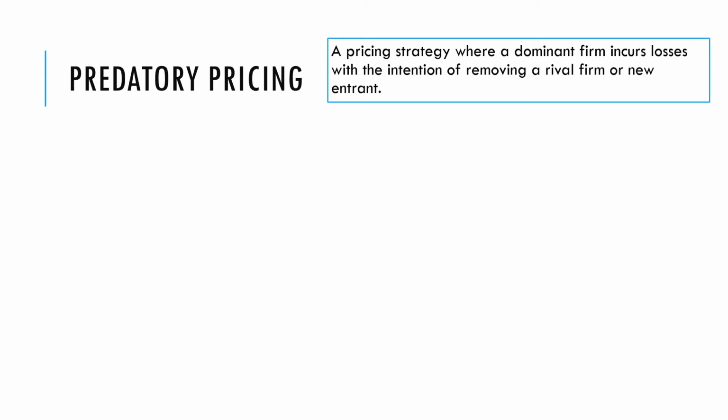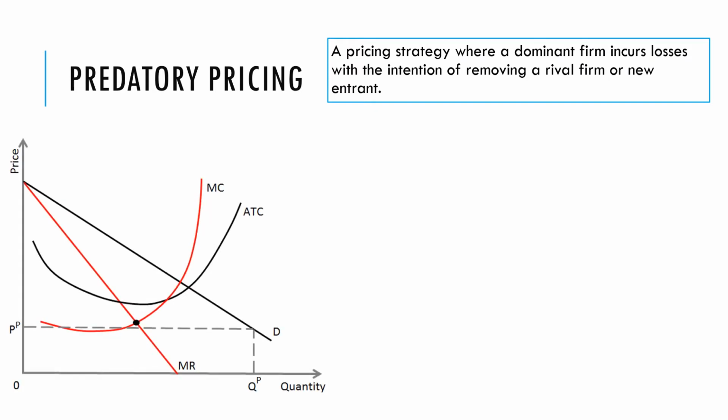Related to this is the idea of predatory pricing. It's really a more extreme version of limit pricing. This is where a dominant firm incurs not just small profits but actual losses with the intention of removing a rival firm or new entrant. So this would be the situation here, where at this price the firm is actually making a loss. The current price is way lower than the cost of production, so this firm is making a loss.